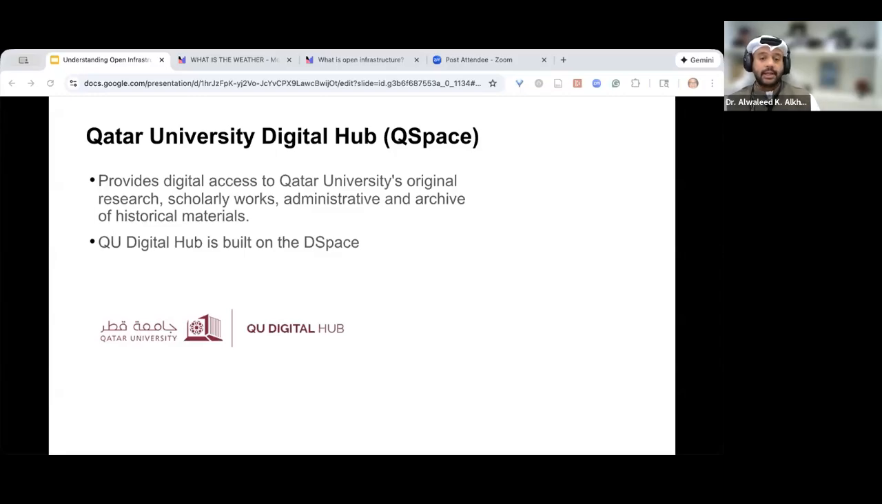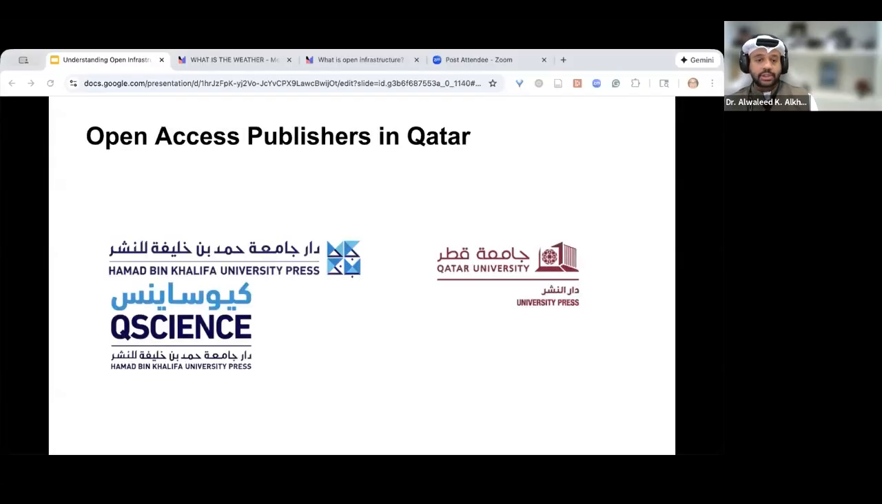So again, the idea is that not only us at QNL, but also one of the biggest public universities in Qatar uses an open infrastructure for the repository. And this is not just limited to libraries. If you look at the next slide, in open access publishing in Qatar, we have two publishers, HBKU Press with their platform Q Science and Qatar University Press. Both of them also rely on open infrastructure.